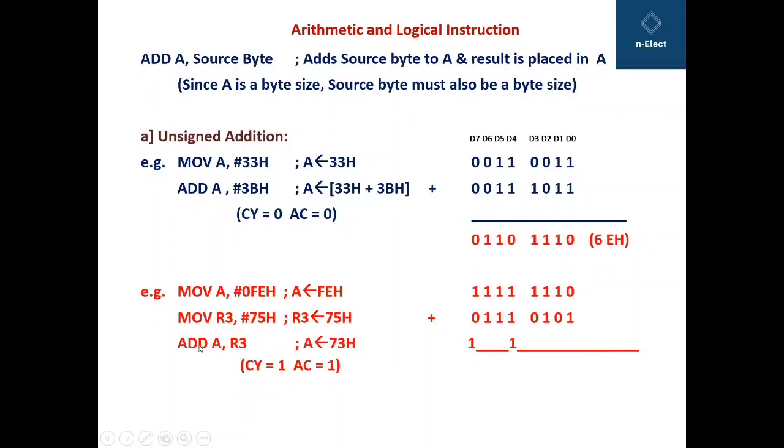The third instruction is ADD A, R3. It will add the contents of register R3 with the contents of accumulator, and the result will be stored in accumulator. So here you will get this result, which is 01110011, that is 73H, and this is the carry bit which we have taken down. During this addition you can clearly observe that at the D3 position the carry is generated and moved to the next position, therefore auxiliary carry is equal to 1. Similarly, at the D7 position the carry is generated, and we get 1 as a carry, therefore carry is also 1. So this was another example.